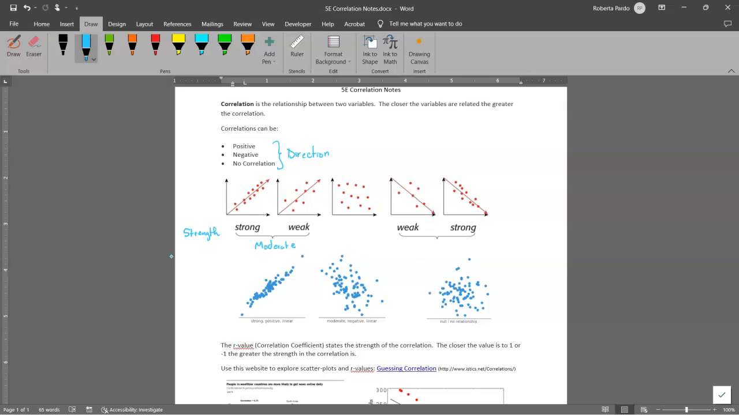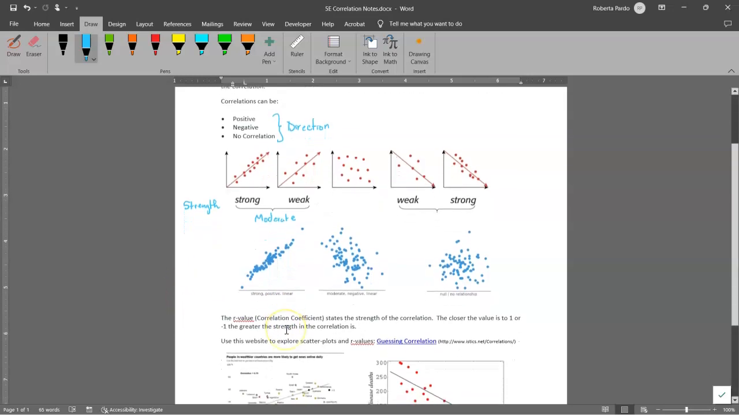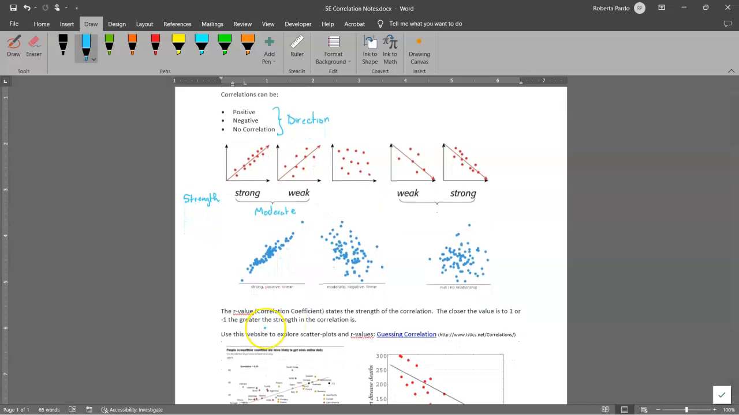Strength is stated in terms of what we call the correlation coefficient. And the correlation coefficient, also known as R value or just simply the correlation value, all those are interchangeable words, states the strength of that correlation. Okay, the stronger that number, the closer that number or that value is to 1 or -1, the greater the strength. The stronger the correlation, the stronger the association is.